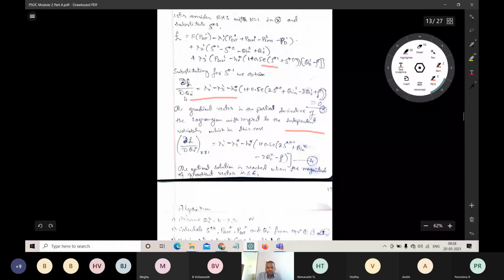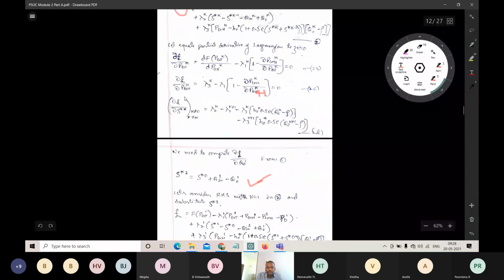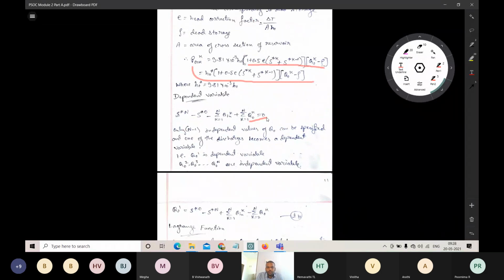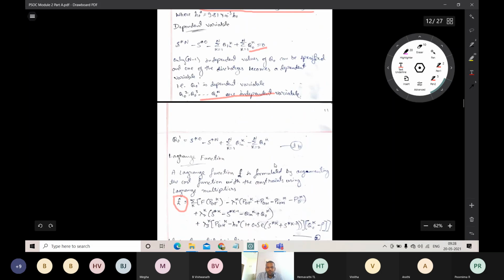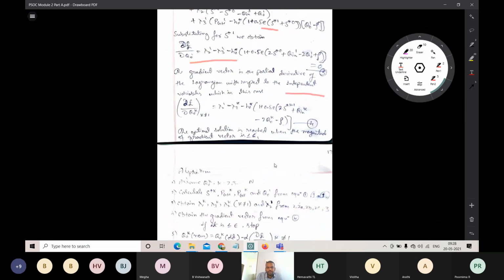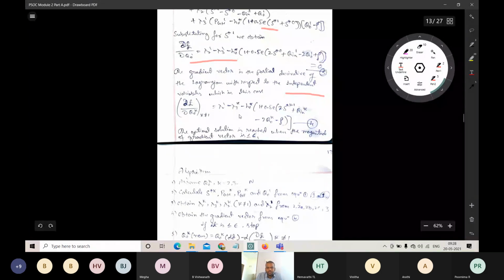So in the last slide, I have shown the dependent variables and independent variables. In this equation, Q naught 1 is the dependent variable. Q naught 2, Q naught 3, Q naught 4 are the independent variables. So we are using only the independent variables, that is Q naught 2, 3, 4, not Q naught 1. So by that, we got the equation dou Lagrangian by dou Q naught k, where k is not equal to 1, because we are concentrating only on independent variables.